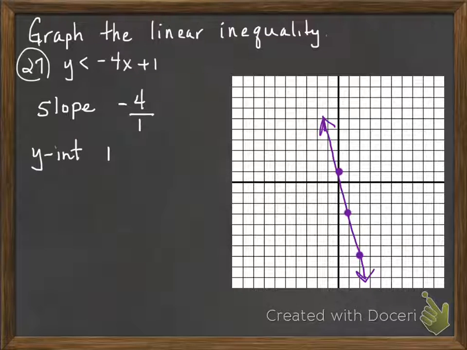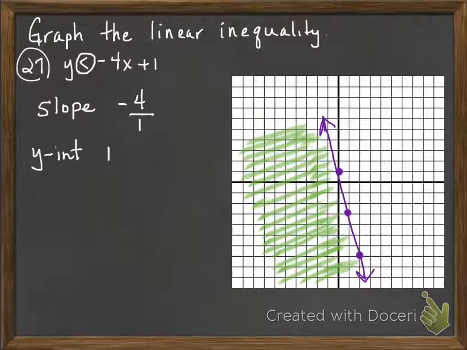Now, this is not an equation. It's an inequality. So let's talk about this. We have an inequality. It is less than. Anytime you have a less than, you're going to shade below your line. Anytime you have a greater than sign, you're going to shade above the line. So since we have a less than, we're going to shade all the points below the line.